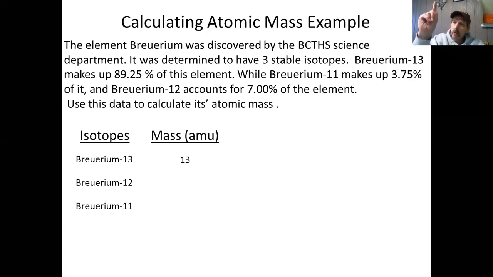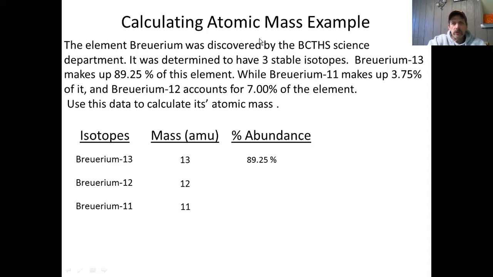Even though a moment ago we said that's not the exact mass, that is virtually the way that we can accept it, because protons and neutrons have just about the same mass. So 13, 12, and 11. Next thing we do is we pull the abundance data right out of the words.